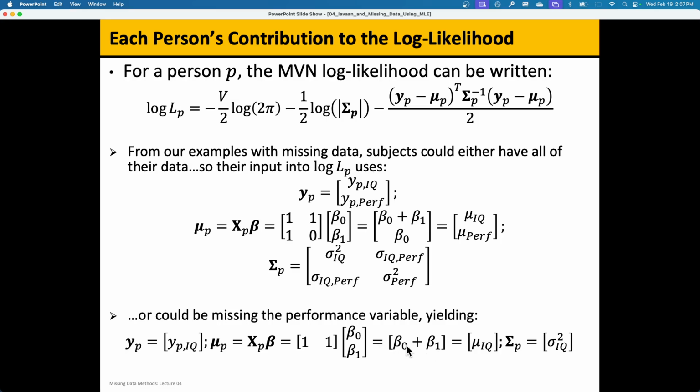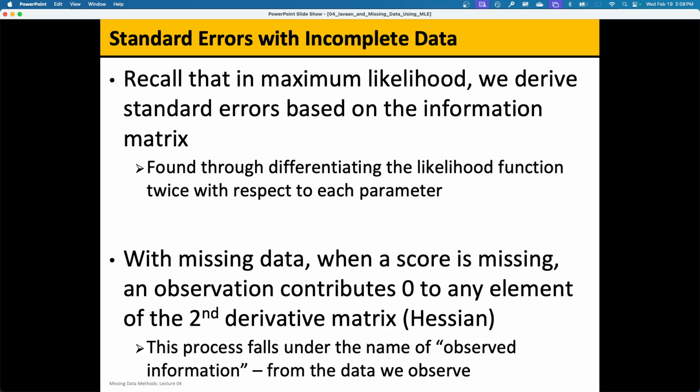Now I re-expressed the means on this in a way I probably shouldn't have. But this gets shrunken down to be a univariate problem. IQ here is just a mean, ignoring the beta 0, beta 1, that's just a mean for x, and mu IQ. And sigma is just one element. So I can still use this function. The math still works out when I have one observation or when I have two. It just changes the size. Okay.